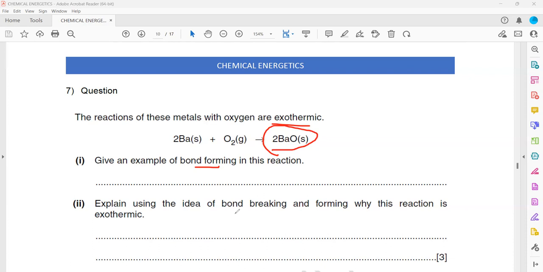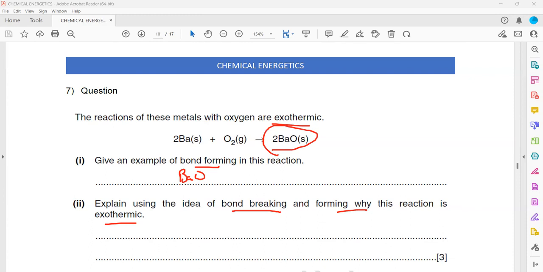So the formation of a bond between barium and oxygen is an example of... So here you can write the formation of a bond between barium oxide, because that is a bond forming side. Explain using the idea of bond breaking and bond forming why this reaction is exothermic. Because it's an exothermic reaction, how you score 3 marks.